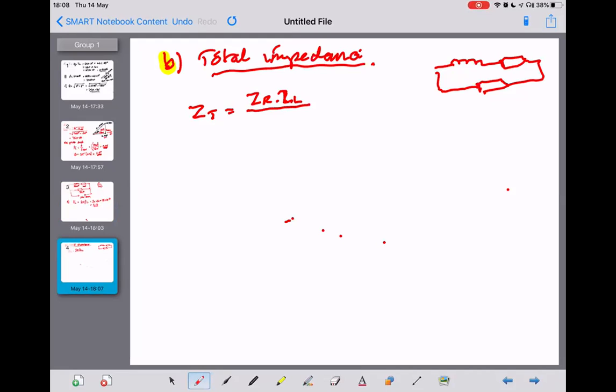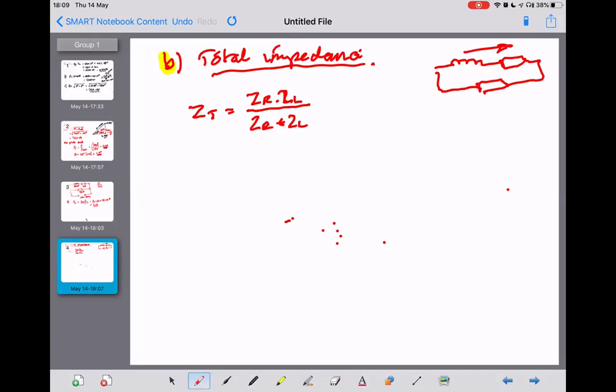It's worthwhile going through this method, because you've done ZR plus ZL, calculated a total for those two, and then paralleled it up with the other ZR. No, all I did was ZT equals ZL plus ZR, and I left it at that. So you've only done the series bit here.